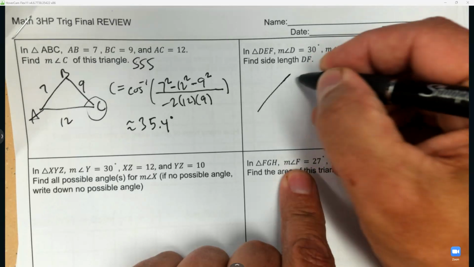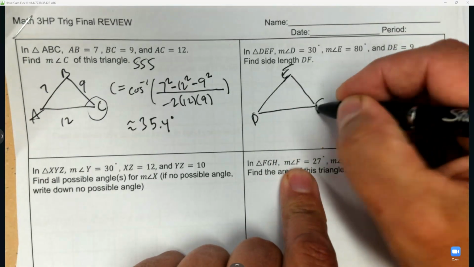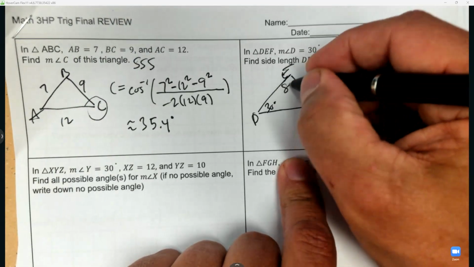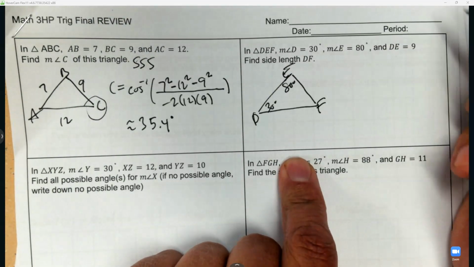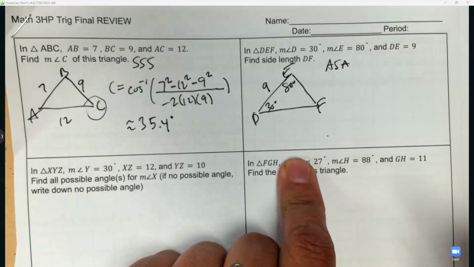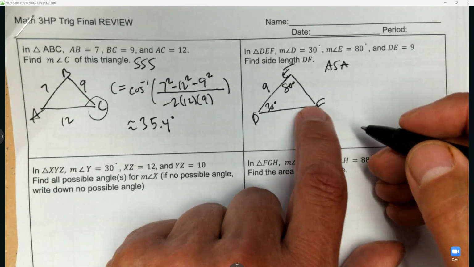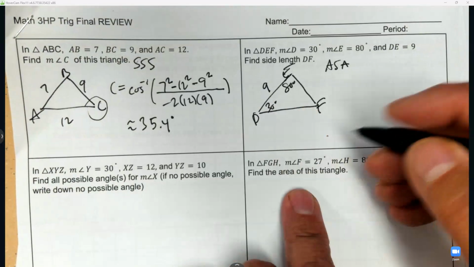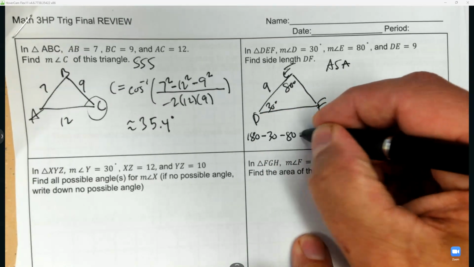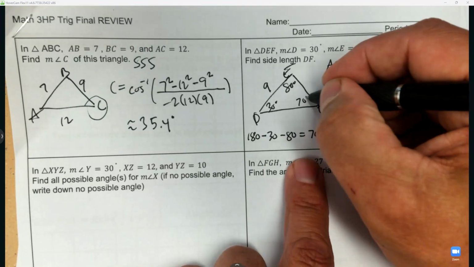So triangle DEF, where angle D is 30, angle E is 80, D to E is 9. So already I know this is an angle side angle, which means it's law of sines. I need to find this angle here that's opposite of 9 first. So to find that angle, I'm going to go 180, take away 30, take away 80, and get that answer first. So that angle here is 70.